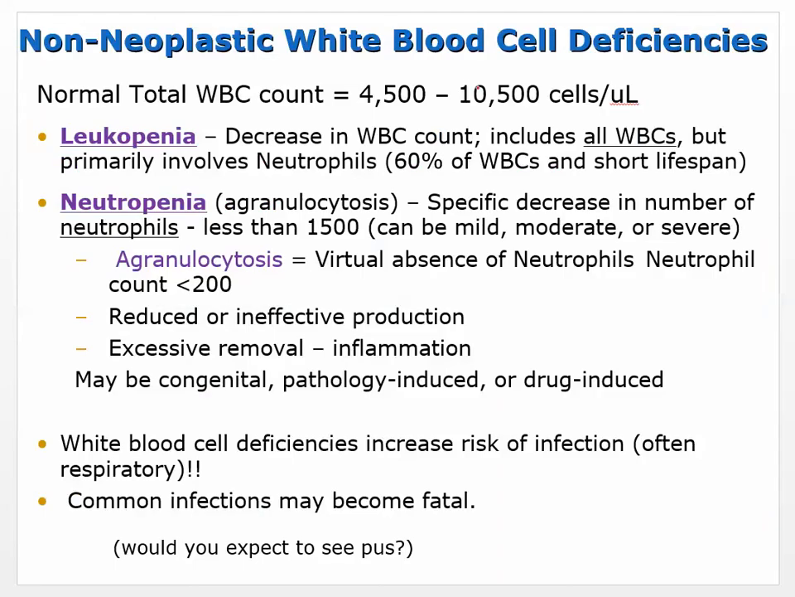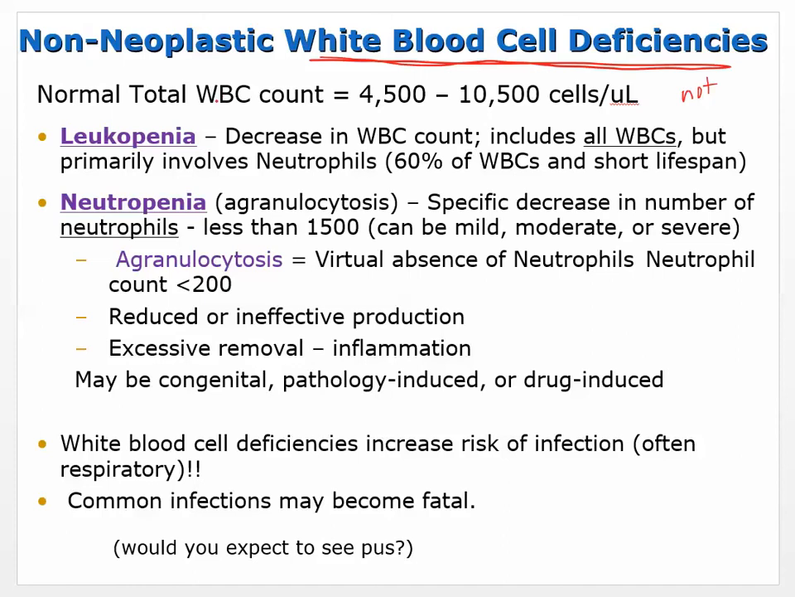All right, so now we're going to talk about some other non-neoplastic white blood cell deficiencies. So we're moving out of anemias, which are red blood cell associated, and moving to non-neoplastic white blood cells. So these are not cancer yet. We haven't gotten to the leukemias yet. Leukopenia.